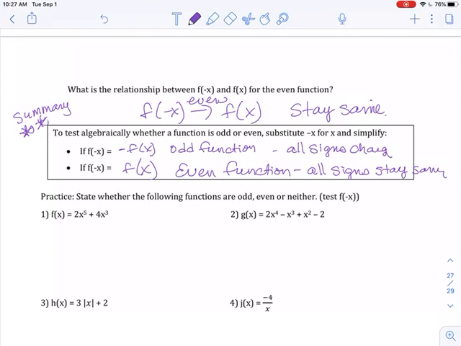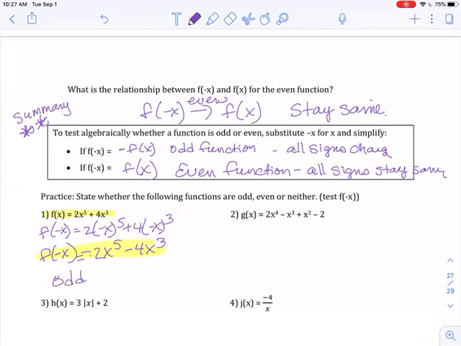So we're going to do a little practice. We're going to see if these functions are odd, even, or neither by substituting in negative x. So f of negative x: I got 2 times negative x to the fifth plus 4 times negative x to the third. Well, a negative to an odd exponent is going to be negative. So let's compare this to the original. I'm looking at the signs of the original and the signs of f of negative x. All the signs change, therefore it is odd.